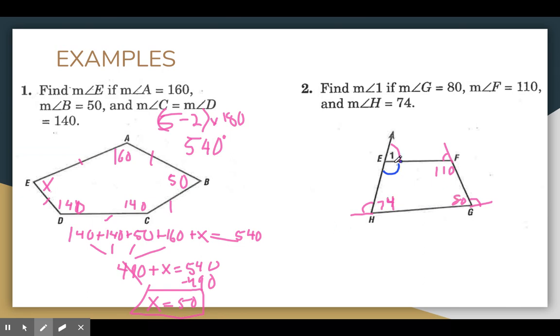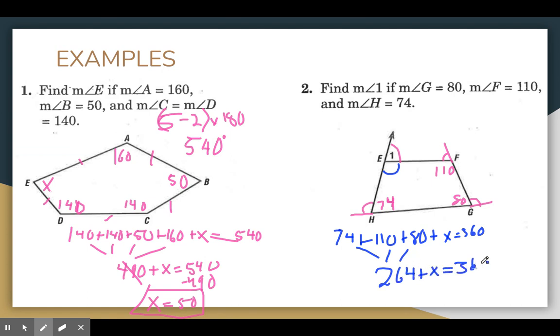So that means to find the blue angle, we would have to add together 74 plus 110 plus 80 plus x to equal 360. And again, if we add those up, all three of those add up to give you 264 plus x equals 360. All right, if you subtract, then you would get that x is equal to 96. But remember, that's the blue angle. That's technically not what we're looking for, but it's helpful to help us find what we're looking for.